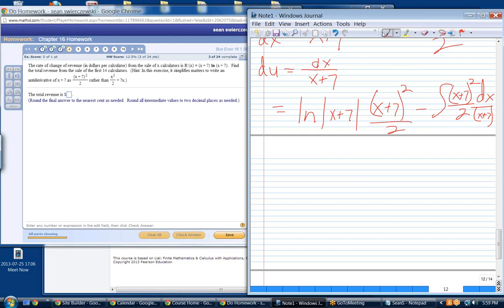Whenever you're doing definite integrals where you have limits of integration, you don't need the c because it gets canceled out. In other words, when you evaluate it at 14 minus its evaluation at 0, that's going to give you the total revenue in those 14 calculators. So let's see, we're not done yet here. Let's figure out what this integral is here. What's the next step?